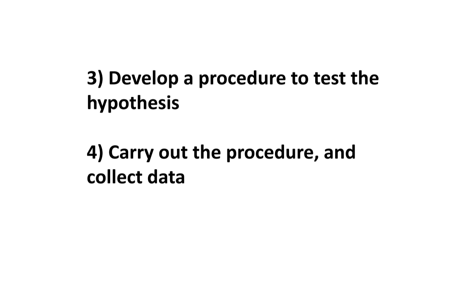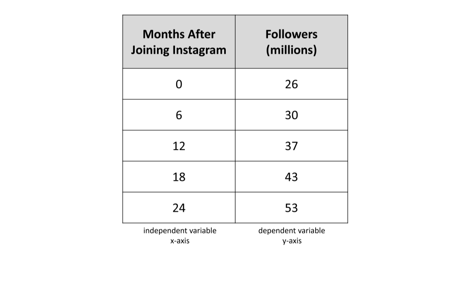Step 3 would be to develop a procedure to test the hypothesis. This can be accomplished with research, a survey, or an experiment. Number 4 would be to carry out the procedure and collect data. I've decided to conduct research by using the internet. The data in the table of values comes from Shawn Mendes' Instagram account.